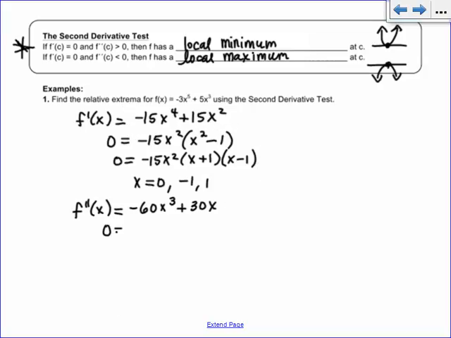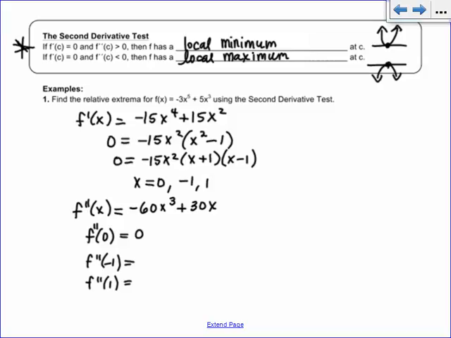And I set it equal to, well, no, I don't actually need to set it equal to 0. What am I doing? So now I find f double prime of 0, f double prime of negative 1, and f double prime of 1, because I want to know if it's concave up or concave down at each of those locations. Okay. So if I have f double prime of 0, I get 0. That doesn't tell us anything.